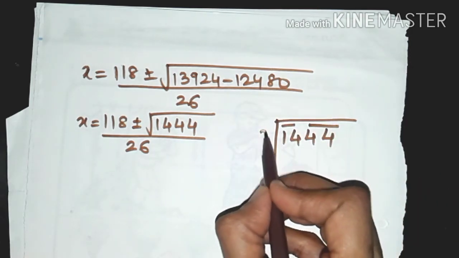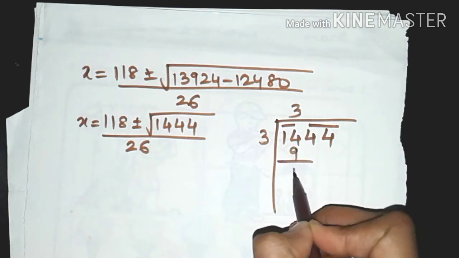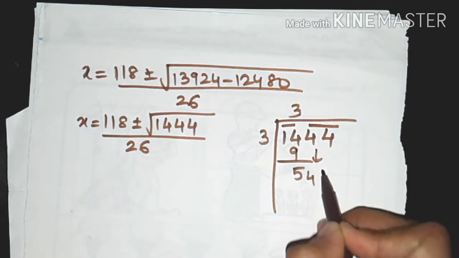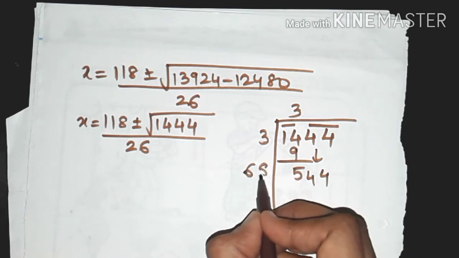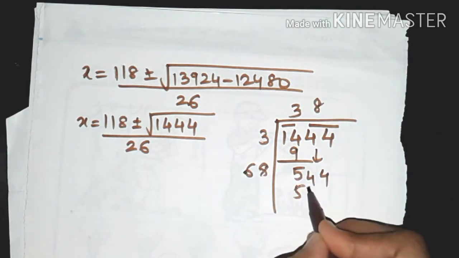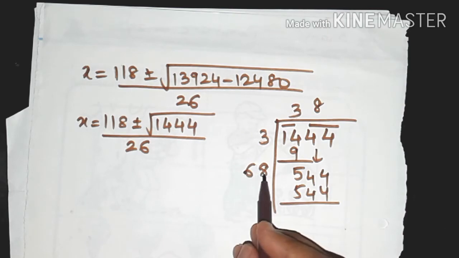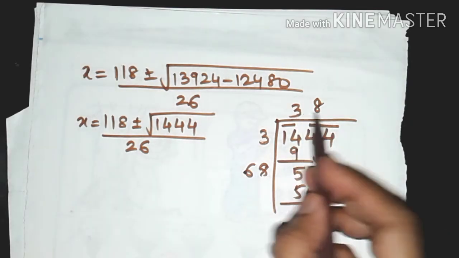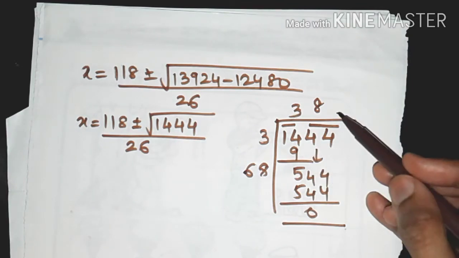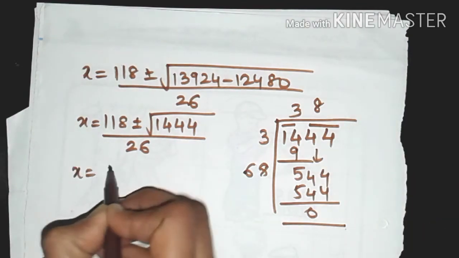This is how you have to do. 3 3s are 9, you'll get 544. 3 plus 3 is 6. Now 6 8s are exactly 544, coming 544. So 68 8s are 544. So that's how you get the square root of 1444 as 38.